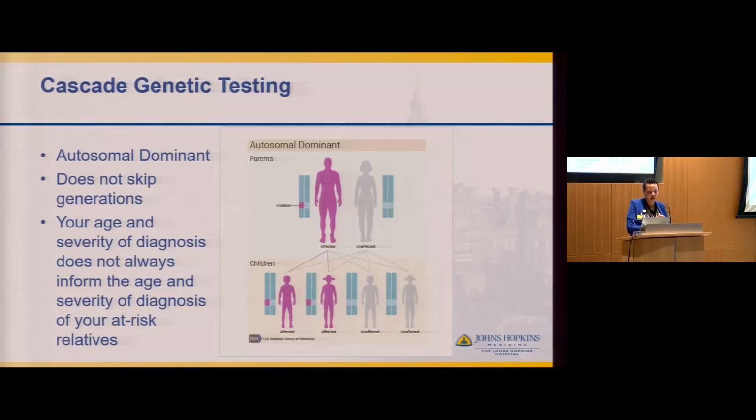Or pass on the normal copy. Whenever we mention the 50-50 chance, we've had people say, okay, so if I have 4 children, 2 of them are going to have it, 2 of them are not. It doesn't work that way. Every single child has their own individual 50-50 chance of having inherited that. We also want people to know that your age and severity of diagnosis is not always going to be a good indicator of the age of diagnosis for your relatives, which is why even if someone doesn't present until their 60s, we're still going to recommend some screening for younger relatives, because we can see adolescent and childhood onset in some cases, even in that same family.